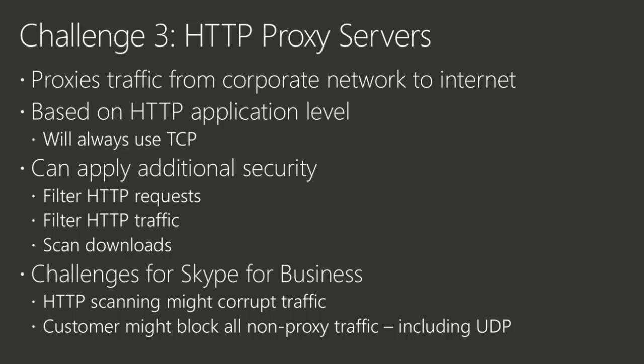Another challenge might be HTTP proxy servers. Usually they proxy the traffic coming from your internal network to the internet, and they give you security because they will scan traffic, allow certain traffic and deny other traffic. However, for Skype for Business and Teams, and for real-time communication in general, this is really bad, because they don't allow UDP traffic. It's based on HTTP, so they will only allow TCP traffic, and we'll talk a little bit later about why UDP traffic is really preferred for real-time communication.